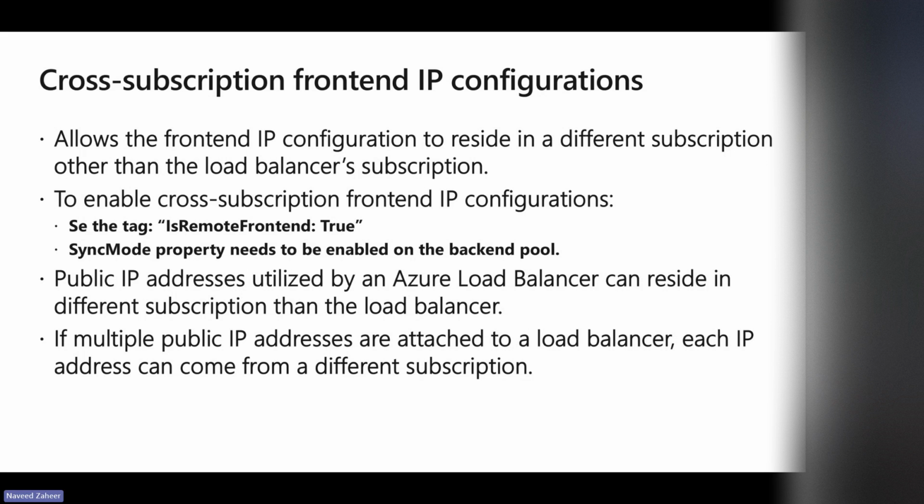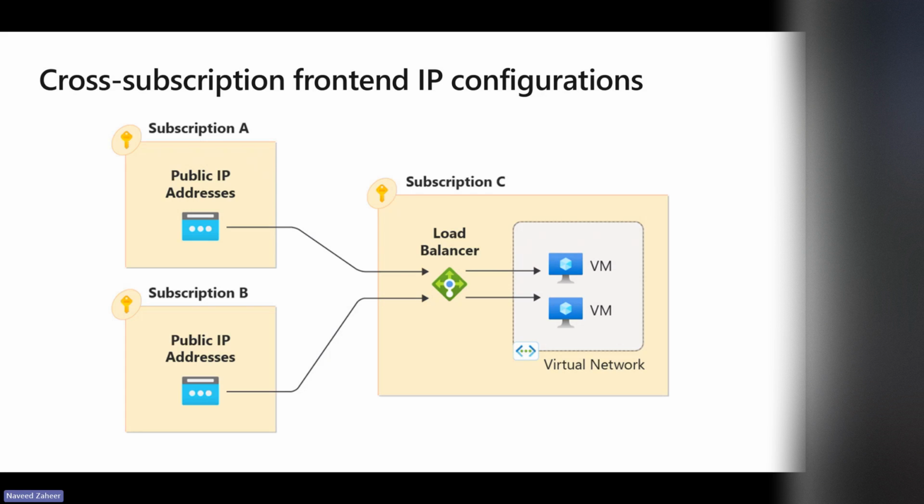Okay. And once again, as I said before, public IP addresses can be in a different subscription. If you have multiple front ends, multiple public IP addresses, you can have this type of scenario. Let me go to the next slide. You can have this type of scenario where you have one subscription with one public IP address, another subscription with another front end public IP address, and then you have another subscription with the load balancer and other resources. So you can spread this around depending on how your organization wants it. Okay.